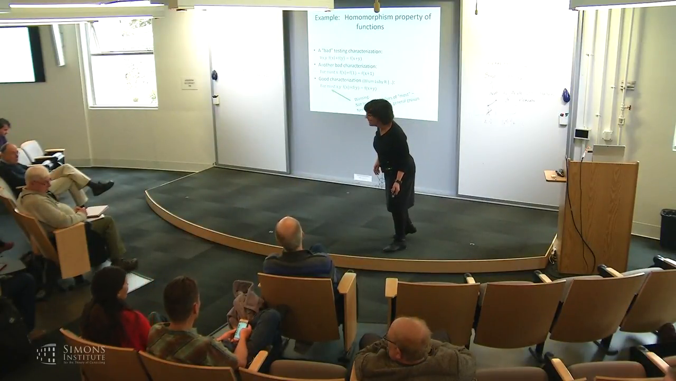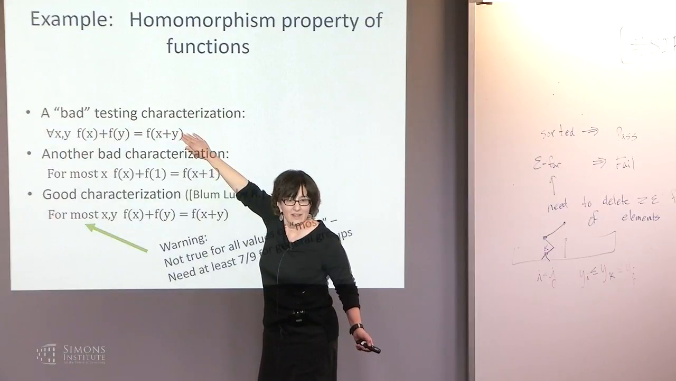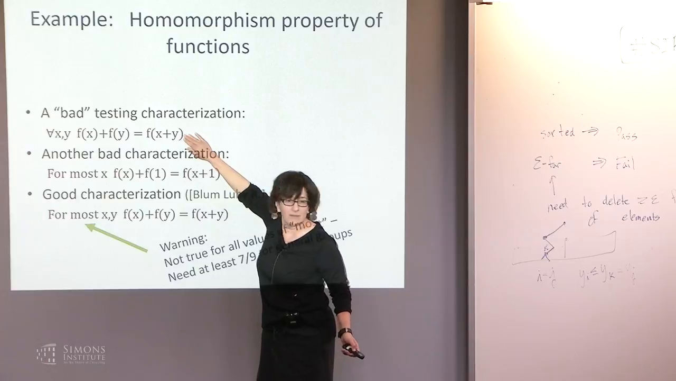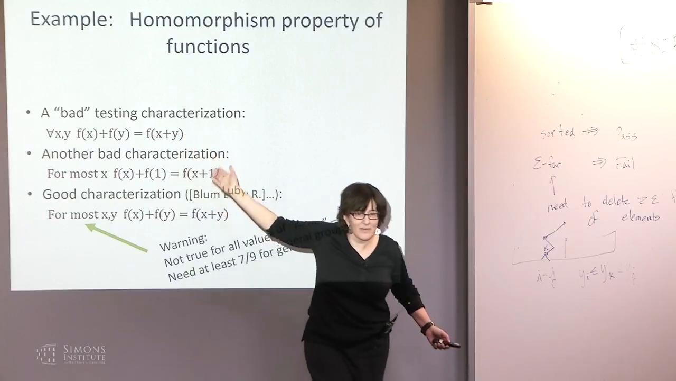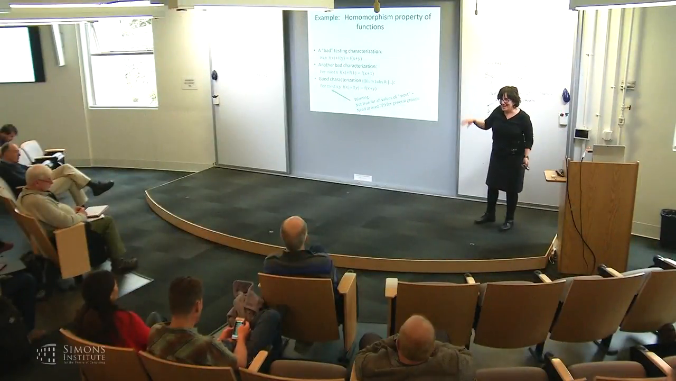What's a homomorphism? This is a homomorphism. That's the definition. So a function that's additive, that satisfies this. I mean, that's what we were testing. So it's supposed to be over a group. Let's forget about that for now.